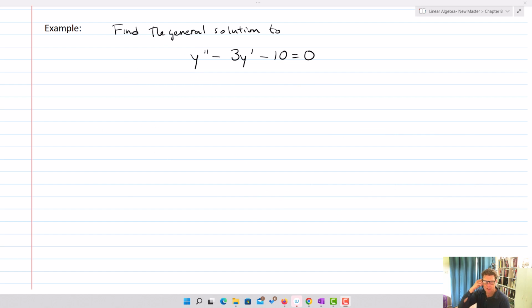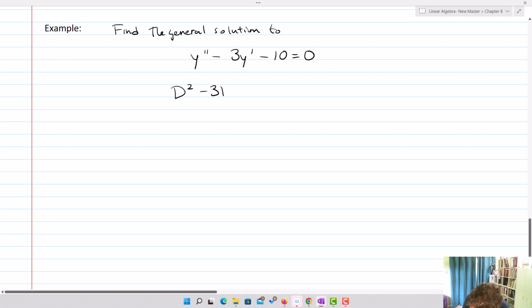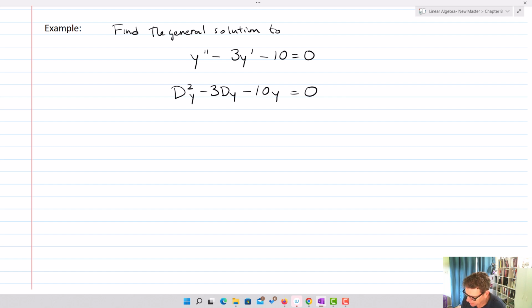So let's go find the general solution to y double prime minus 3y prime minus 10y equals 0. What we're going to do here is rewrite this as a differential operator. So this differential operator is going to end up being d squared y minus 3dy minus 10y equals 0. Okay? And the reason why we're going to do this is because inside of the method, with this differential operator, we can pull it away and look at just the linear aspects of it. And then we'll turn that directly into our polynomial, into our auxiliary equation.